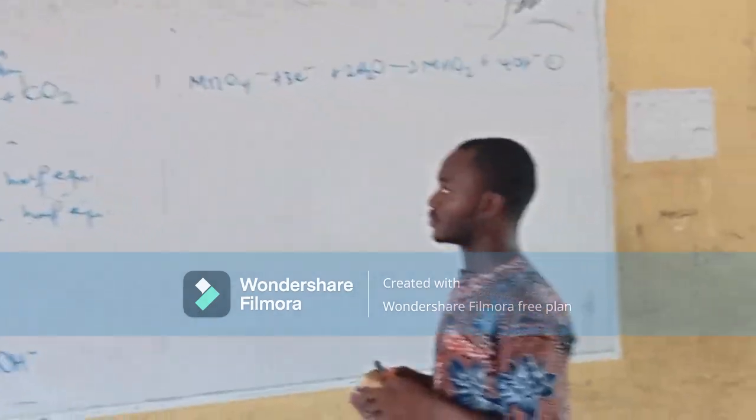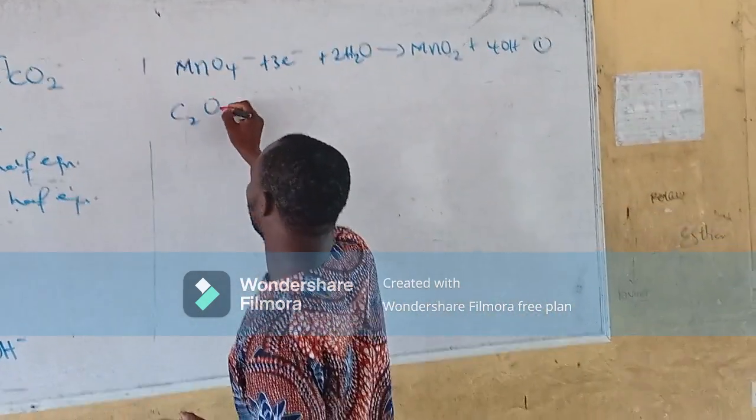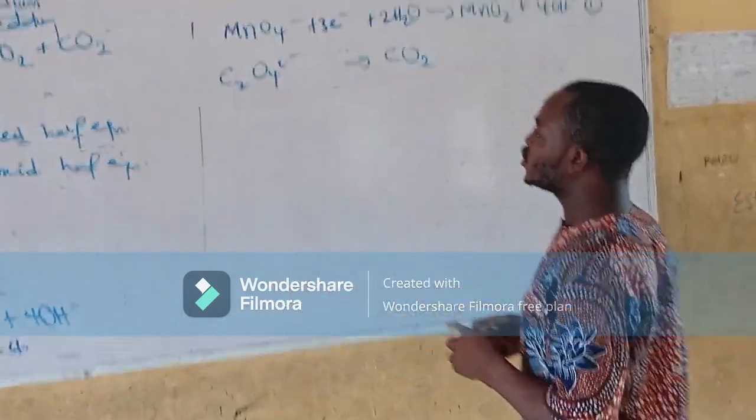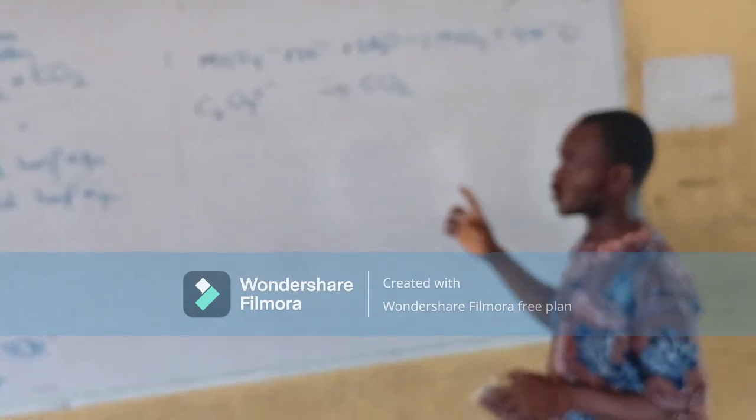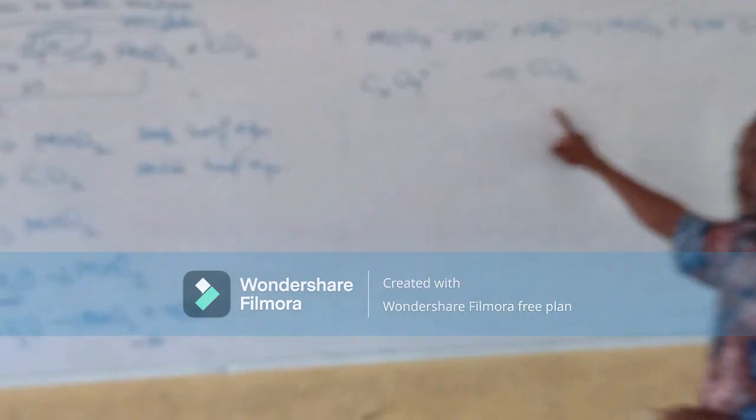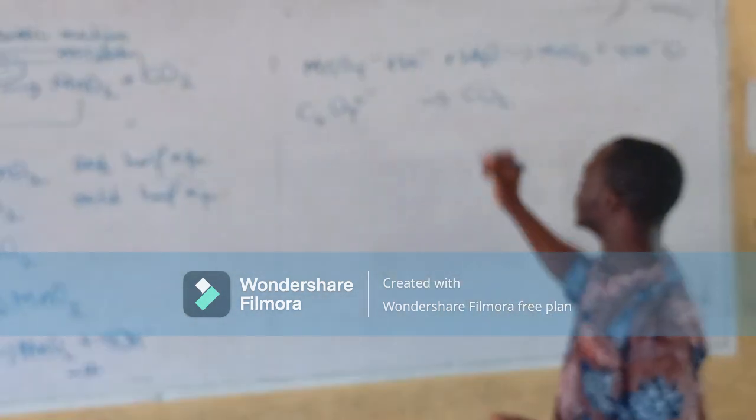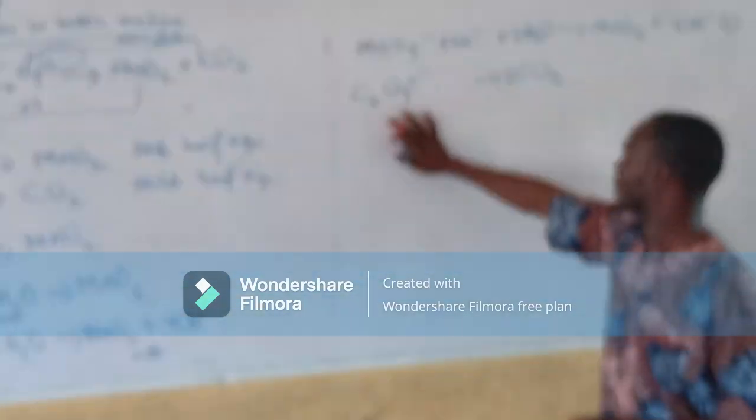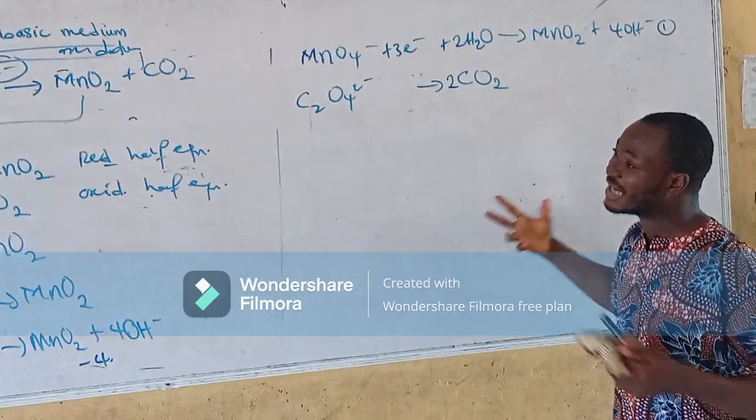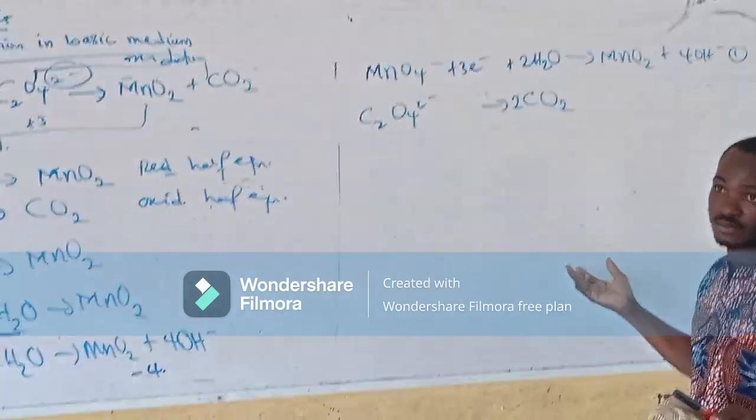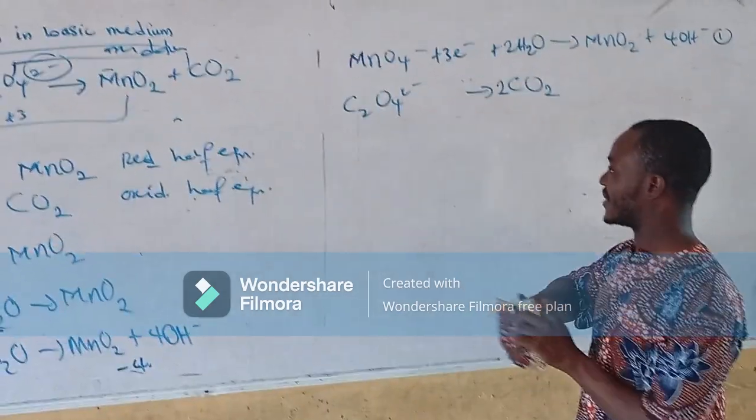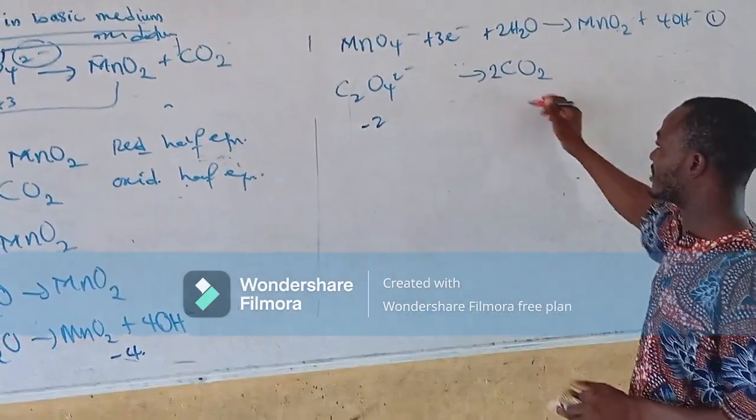Now equation 2. We have C2O4 2 minus to CO2. Now according to the rule, you first of all balance all atoms except oxygen. In this case, we have 2 carbon here, we have 1 carbon. So we're going to add 2 here to balance carbon. Now we have 2 carbon here and 2 carbon here. However, in the process of balancing our carbon, we have indirectly balanced oxygen. Well, that's good. What next? For us to balance our charges, here we have -2 as our charge. Here there is no charge, we have 0.